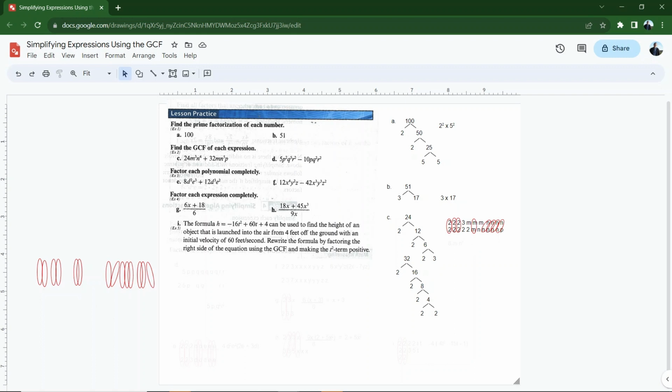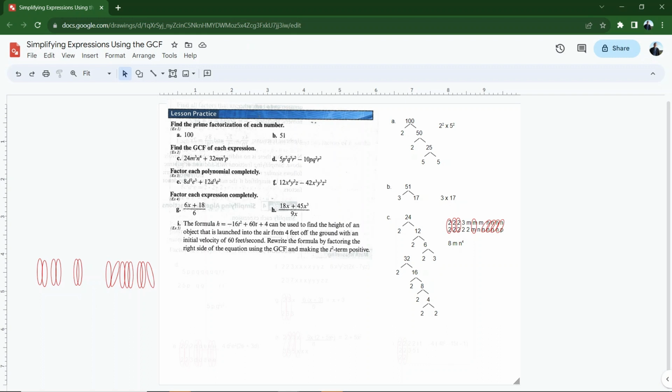So what do I do with that information? Well, what I can do is multiply the things that are circled back together. Those are the things that are in both factorizations. And when I multiply those back together, well, bam, greatest common factor. The greatest common factor of both of these terms is 8m times n to the fourth.